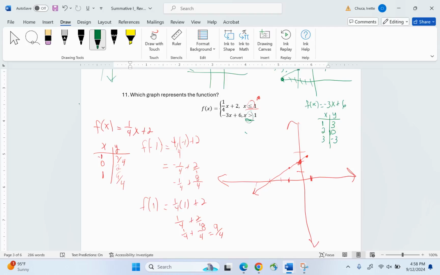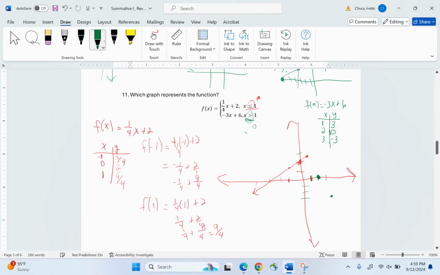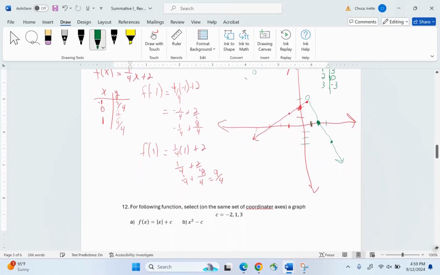Now notice that my symbol is greater than, so that means when I graph, I'm going to use an open circle. So at 1, we get 3, so I'm going to use an open circle. And then we have 2 and 0, so that would be right here. And then 3 and negative 3. So about right here. Okay, so let me replot this point. Okay, so at 1, we get 3. So that would be right here. Okay, so if we graph our line, it's going to go something like this. And so that would be our graph, and then we can choose which graph is going to look like that.